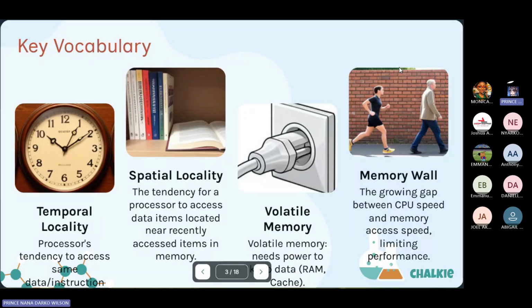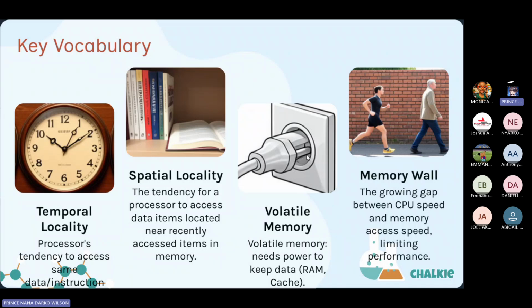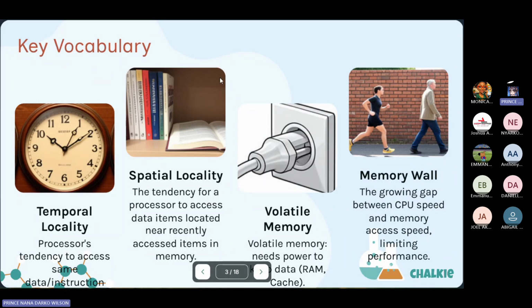Volatile memory is a memory type that needs power to keep data. Once power is off, gone, or taken away, it quickly loses the data that it holds. So we know that RAM is a volatile memory storage. Therefore, this means that RAM needs power in order to store data. Then we have the memory wall.